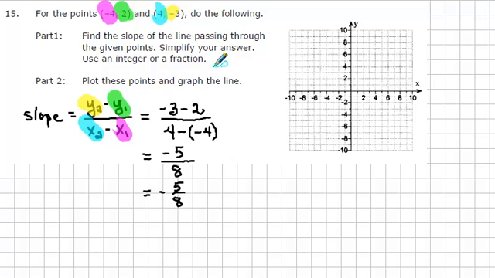Now notice in Part 1 it does not ask us to find the equation of the line. It asks us to find the slope of the line. The slope is -5 over 8.